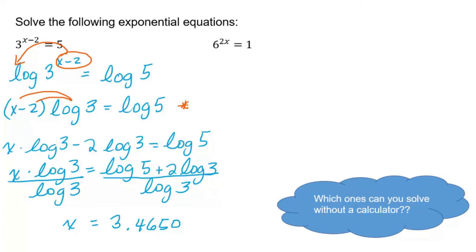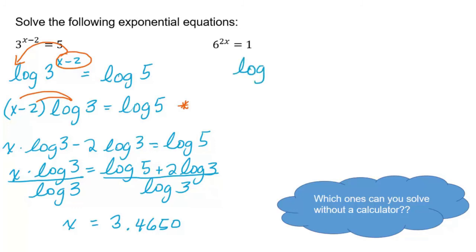We've got one more problem, and this one you actually don't need a calculator for, so give it a shot first. 6 to the power of 2x is equal to 1. Can you solve that using the properties of exponents? For practice, let's try solving it by taking the logarithm of both sides.